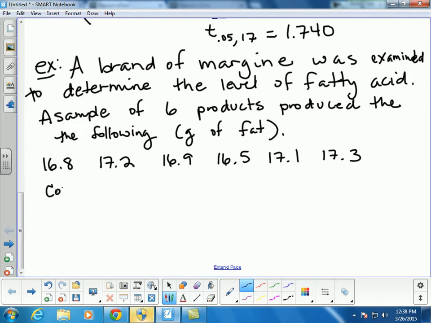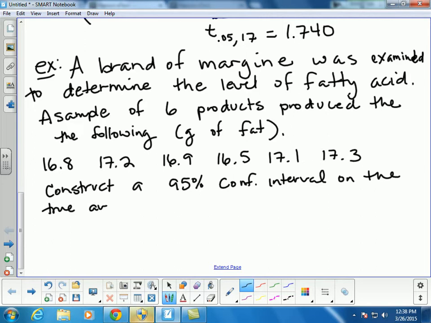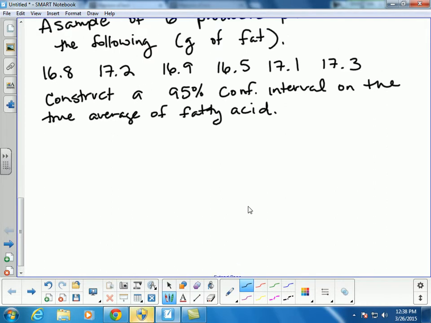The directions say construct a 95% confidence interval on the true average of fatty acid. So just like in large sample confidence intervals, we have to do a little bit of work beforehand. So we'll start the solution now.